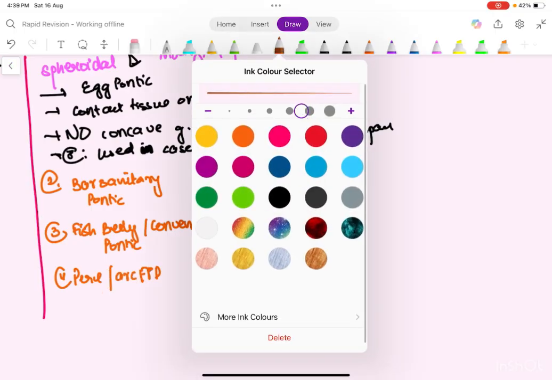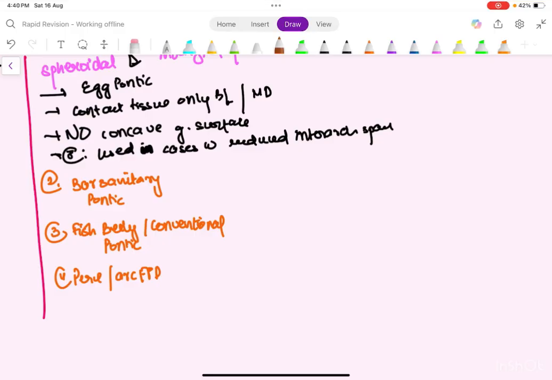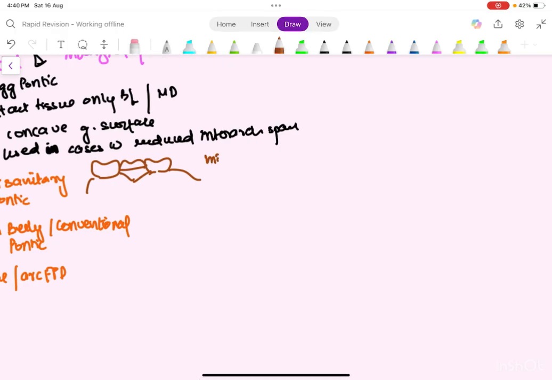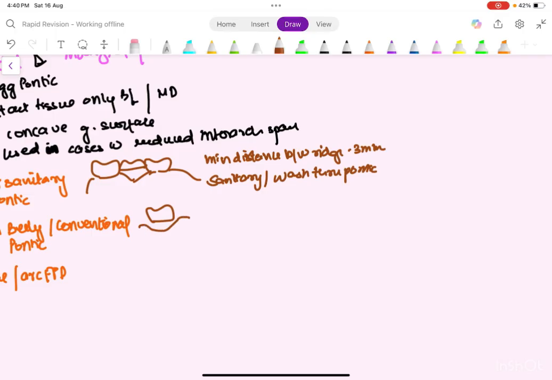Now let's understand. So over here in bar sanitary, basically you have some situation like this, and here you have the tooth. So like this is the thing. Fine. Like this. So this is when the minimum distance between ridge is 3 mm. Okay, it's also called as sanitary or wash through Pontic.